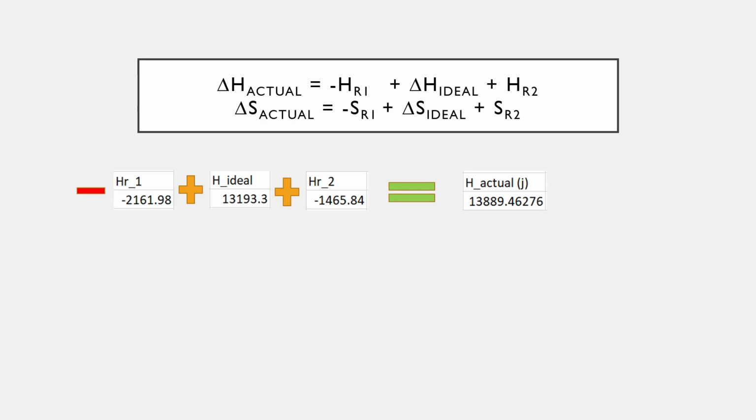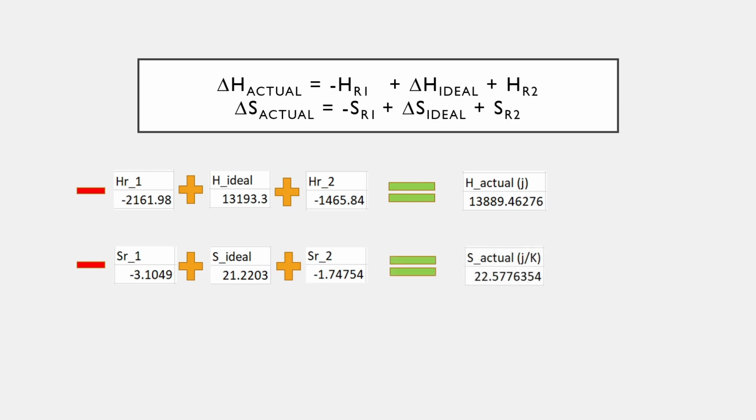13,900 joules. For entropy, we'll be subtracting the negative 3.1, adding our ideal change, which is 21, and then adding our negative second residual, which is negative 1.74. That gives us an actual entropy change of around 22.6 joules per Kelvin.